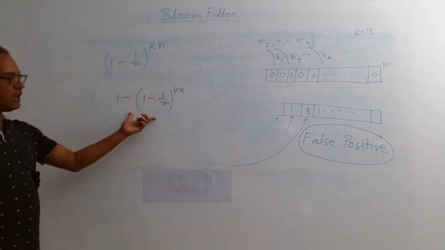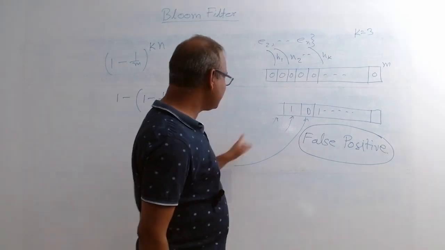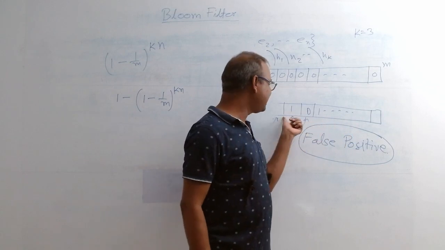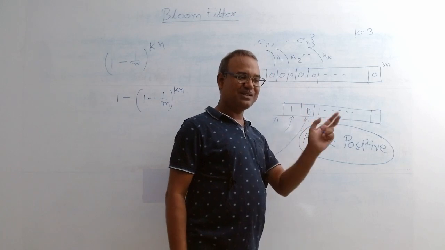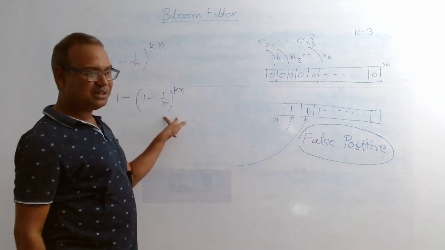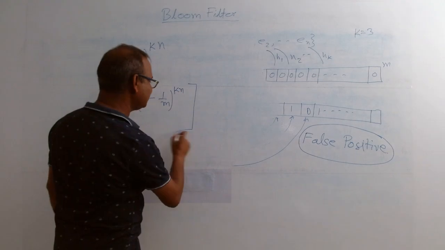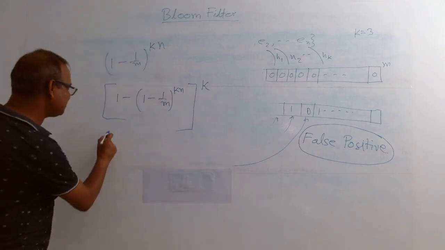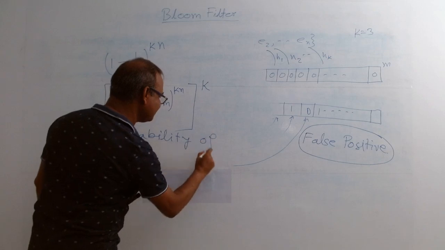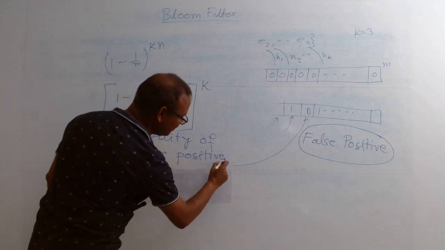Now look at the false positive scenario. A false positive means all the k positions are occupied with 1. We have to calculate the probability of that scenario. All k arbitrary positions are set to 1. What is the probability that k positions are set to 1? This is what we have computed for one position. If we have k positions set to 1, then we raise it to the power k, and this is the probability of a false positive.